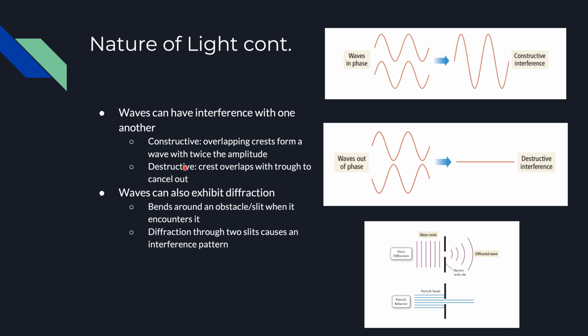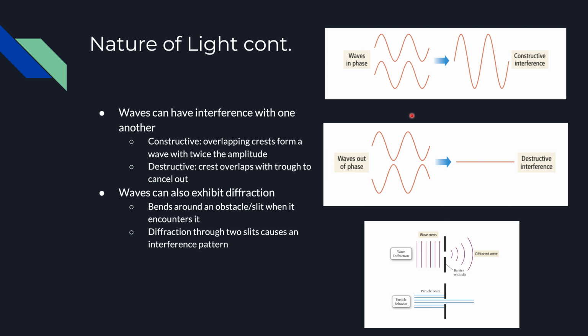And they can also be destructive, which is when the crest overlaps with a trough to form a straight line, which essentially means they cancel out. So as you can see, you add these together. This is negative, this is positive, they're the same amplitude. It will give you nothing. It's zero. There's nothing here.